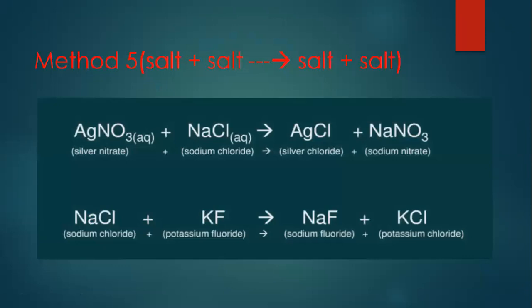Last method is salt plus salt gives you 2 more salts, like silver nitrate, which is a salt, reacting with NaCl, which is again a salt, and the product is silver chloride plus sodium nitrate. Here, silver comes from silver nitrate, which is a salt, and chloride comes from NaCl, which is again a salt. Another example is NaCl plus KF gives you NaF plus KCl. In this, NaF and KCl are again types of salts which have been produced by salts NaCl and KF.